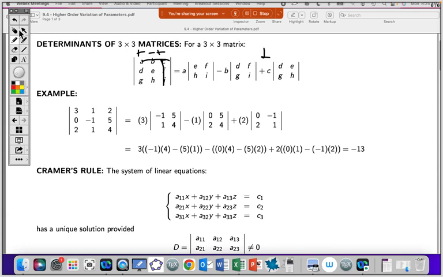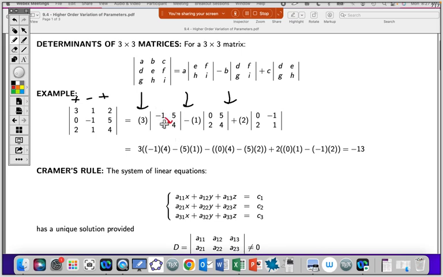So going through this, and if you had me in Calc 3, this is the exact same example we used. Let's get this one set up: plus, minus, plus. We're going to have 3 times, you wipe out the row and column the 3 is in, you've got a negative 1, 5, 1, 4. Minus 1 times, wipe out the row and column the 1 is in, you get a 0, 5, 2, 4. And then we're back to plus 2 times, wipe out the row and column it's in, 0, negative 1, 2, 1. And now for the smaller determinants, you do the zig minus zag like we did before.